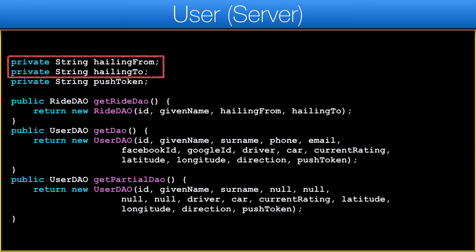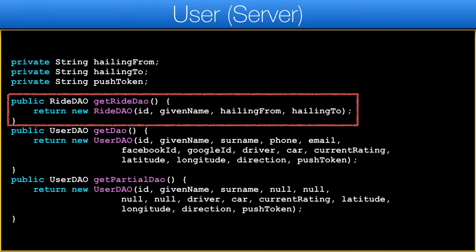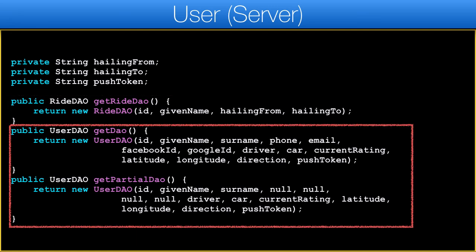Hailing from and hailing to allow us to communicate our trip details with the driver community. I need the push token of drivers so we can hail them directly from the app. I'll discuss the RideDAO class soon. It allows us to send details about the trip to drivers. Not much of a change, but I added the push token to the UserDAO factory method.